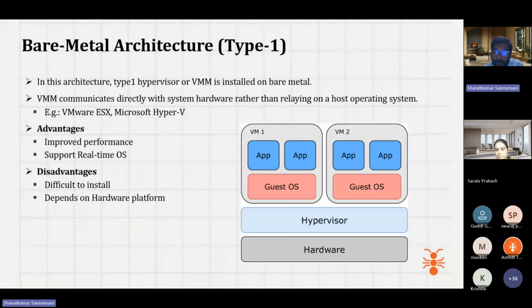What could be the advantage of this? Yes, there is an improvement in performance, because you are eliminating one step here, the operating system, so it connects directly to the hardware. Of course the performance will increase in this scenario, and it supports real-time OS. But what could be the difficult challenge here? The difficult challenge could be the installation, because here we are not having the OS. We need to manually bifurcate vCPU and RAM for each virtual machine.